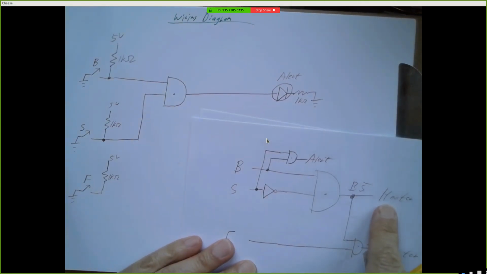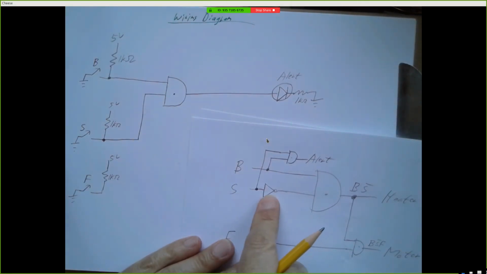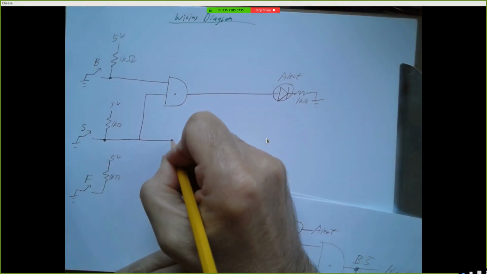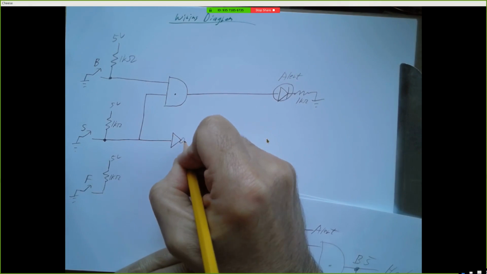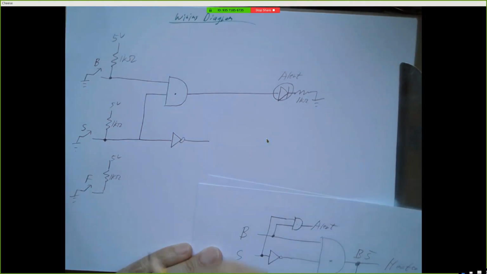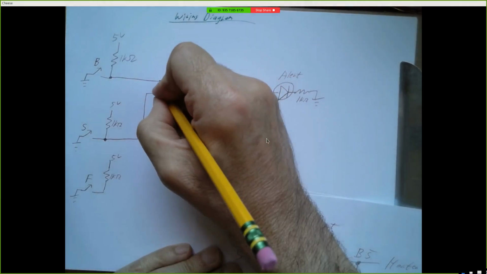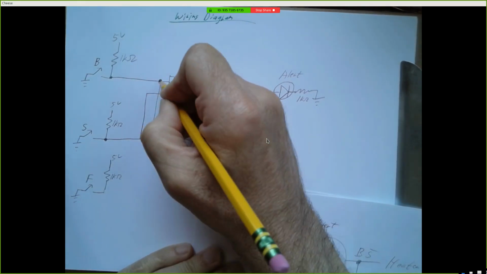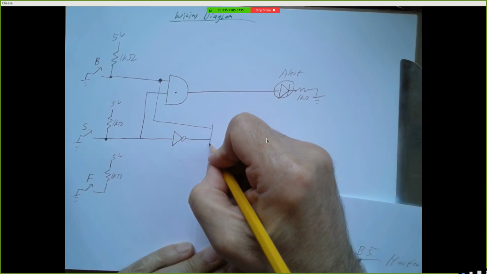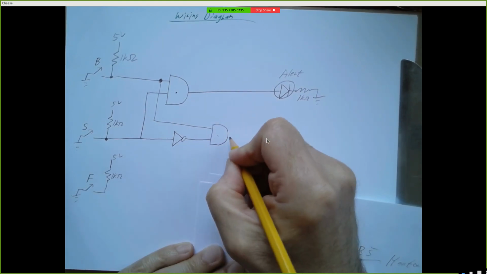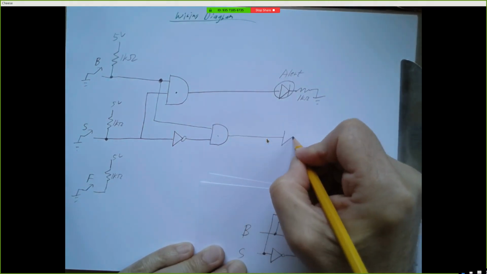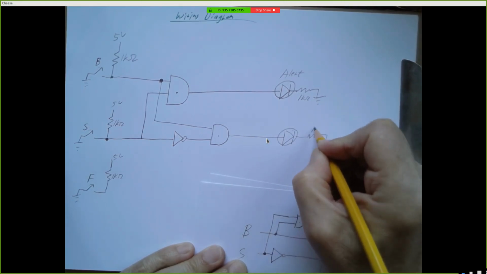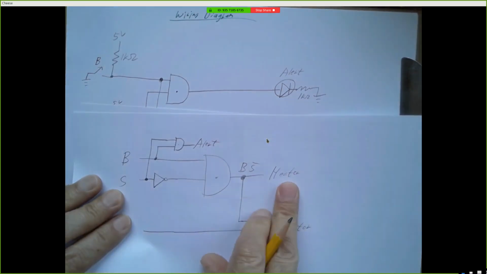Alright, my heater signal is going to be an AND of B and S bar. So S is going to have to go through an inverter, and then B is going to get ANDed with that. So make it clear when something is connected or not connected. So there's an AND gate, and this will go to an LED for our output. And this is the heater.